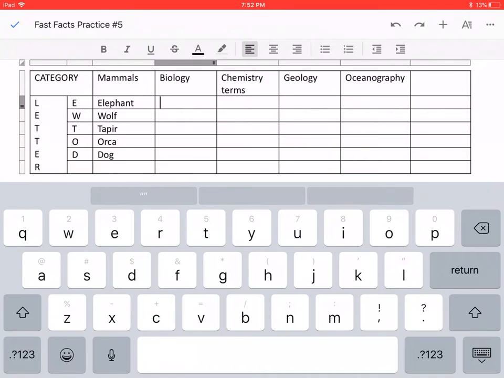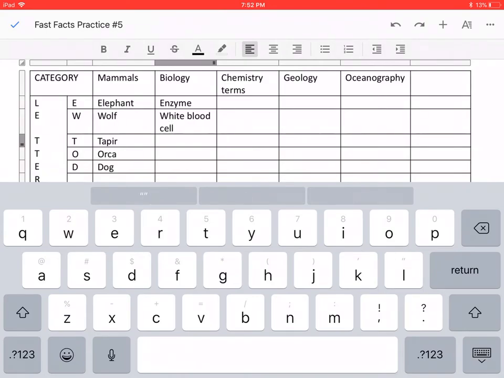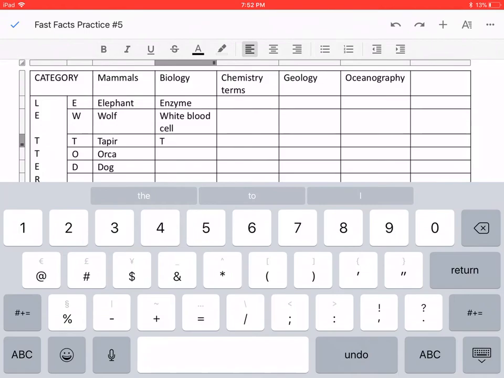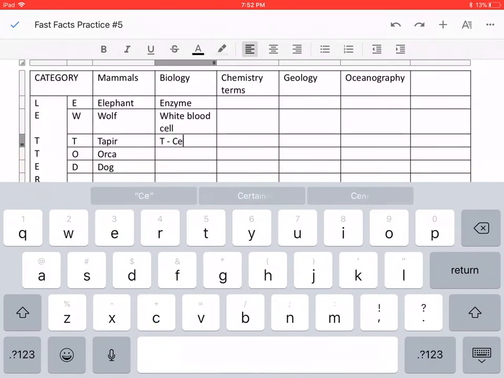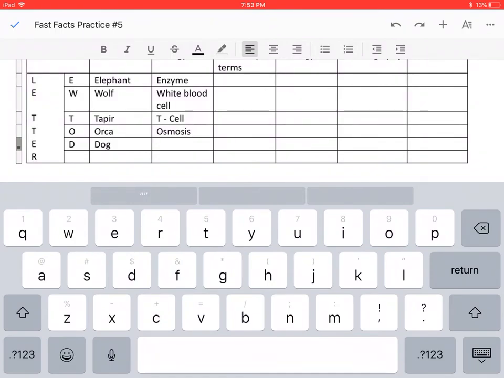Then for biology, for E, we have enzyme. For W, white blood cell. For T, T cell. Then for O, osmosis. For D, DNA.